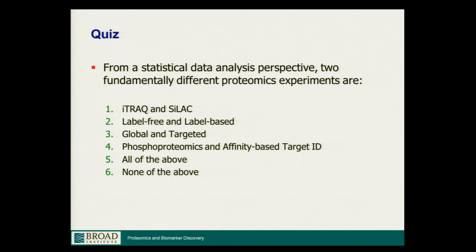Any guesses? So the first choice is iTRAQ and SILAC. I presume people remember what they are. SILAC is metabolic labeling. iTRAQ is chemical labeling. There's label-free and label-based. There's global and targeted. And then there is phosphoproteomics and affinity-based proteomics. There's all of the above or none of the above. Yeah, global and targeted. So someone mentioned it.